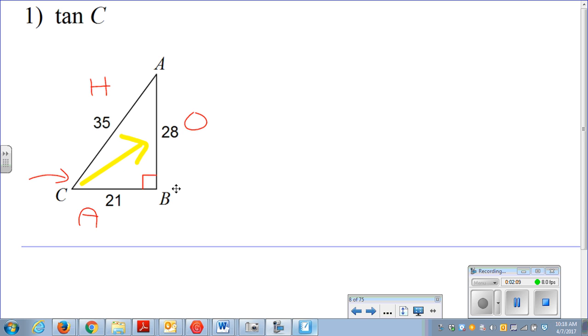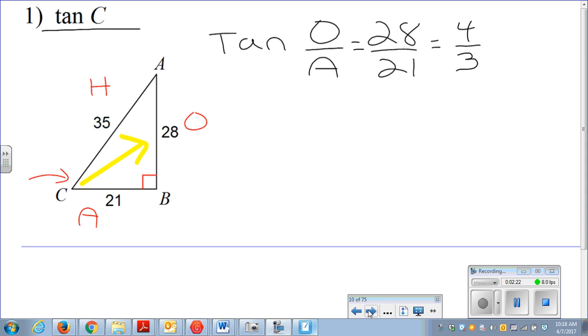Now, this is where knowing your trig ratios comes in handy. Tangent is opposite over adjacent. So since it's opposite over adjacent, I'm going to put tangent of C is 28 over 21. In my last step, I reduce that, and my final answer will be 4 over 3. Okay, let's take a look at a different problem.